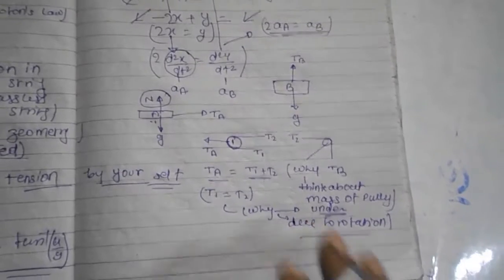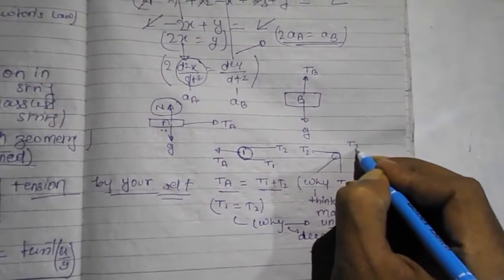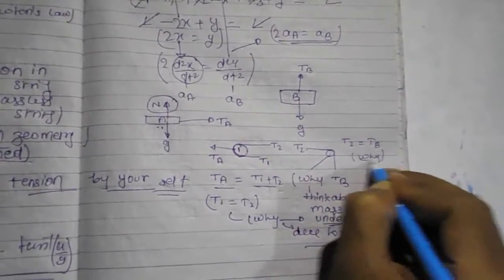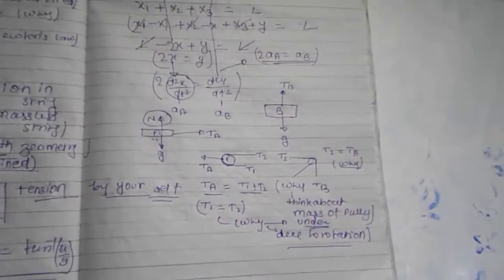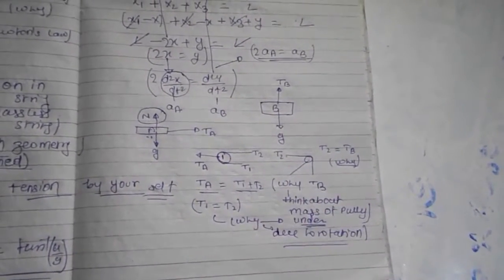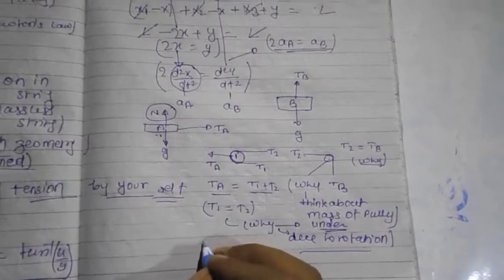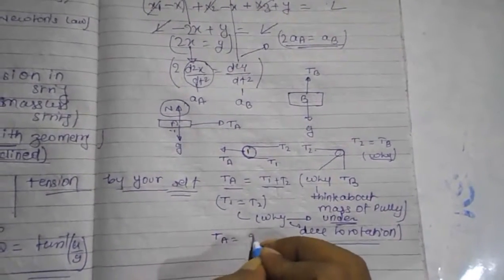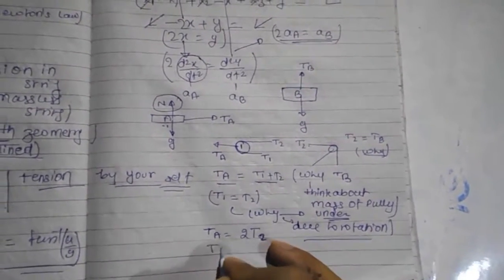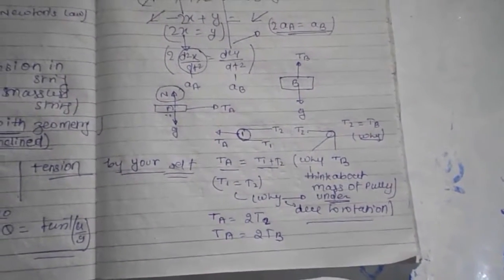Okay, so same here, this is T2 and this is TB. T2 is equal to TB. Okay, why? You should think about the rotation of the pulley. T2 is equal to TB. Okay, guys. So what can I write? TA is equal to 2T2, and I can write TA is equal to 2TB.